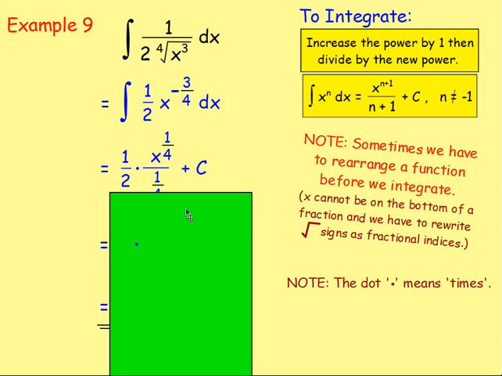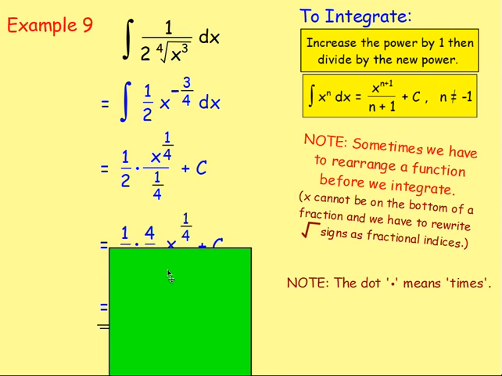Divide by that power, so our half stays as it is. X to the power of negative 3/4 becomes x to the power of 1/4, and we divide by that new power, so we divide by a quarter. We need plus c because we've now integrated. From there, if we're dividing by a quarter, same as the other examples that I have done, you can flip that upside down. It's the same as multiplying by 4 over 1, or just 4. That is what you would end up with.